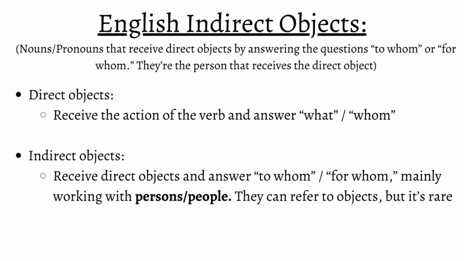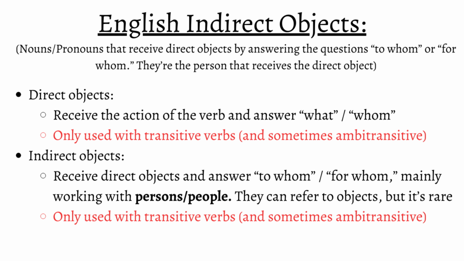Direct objects receive the action of the verb and answer what or whom. Indirect objects receive the direct objects and answer to whom or for whom, mainly working with persons and people. While direct objects can be nouns or personal pronouns, indirect objects can be nouns or pronouns that mainly refer to people. They can refer to objects, but the majority of the time, they will refer to people. Direct objects are only used with transitive verbs and sometimes ambitransitive, and so indirect objects are also only used with these verbs. Intransitive verbs do not take any direct or indirect objects because they're logical enough on their own.